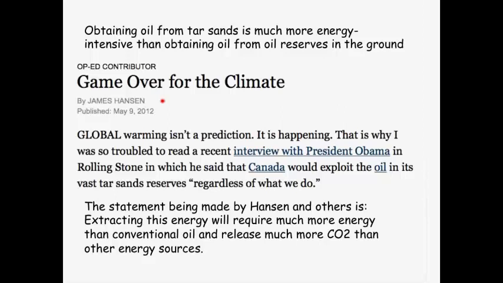So this is dealing with policy, but the statement and the underlying premise that Hansen and others are using is that extracting the energy from tar sands will require much more energy, the energy embodied to get that fossil fuel energy out, than conventional oil, and it will release much more CO2 than other energy sources. And to answer this, you need to do a life cycle assessment. You need to do a whole system analysis of how you get the energy out of the ground, how you transport it, and then how you use it and what happens afterwards.